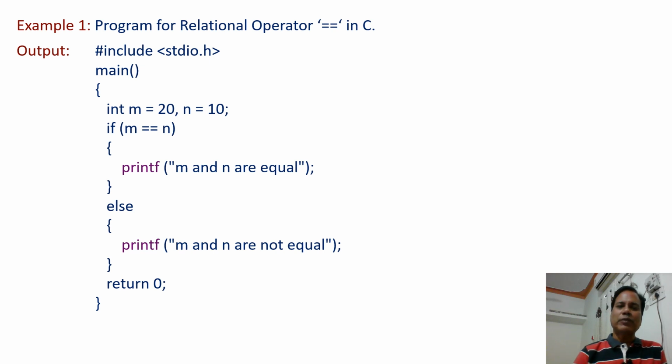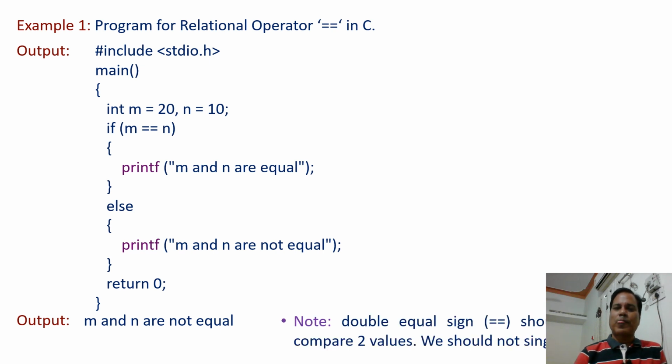So in this program, the double equal sign is used to compare the values of m and n. If these are not the same, then the condition becomes false. So whenever this code is executed, the output displayed is m and n are not equal. Note, the double equal sign should be used to compare two values because the single equal sign is used for the assignment of a value to a variable.